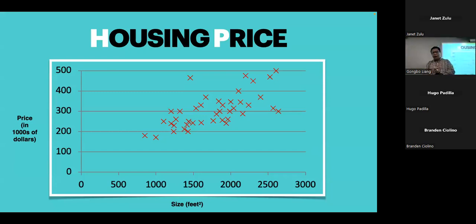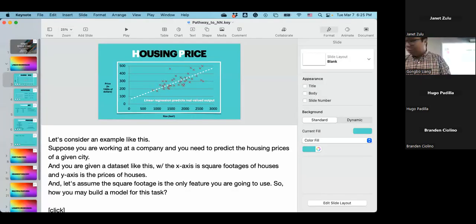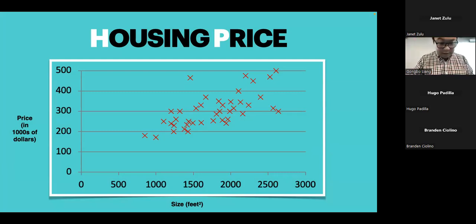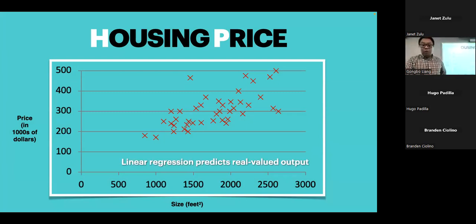Given a housing price data set like this. Okay, I'm sorry, I have to reshare because I need to draw here. So given a data set like this, ideally, do I have it here? Yes. Ideally, we want to fit a linear regression model which predicts the real value.